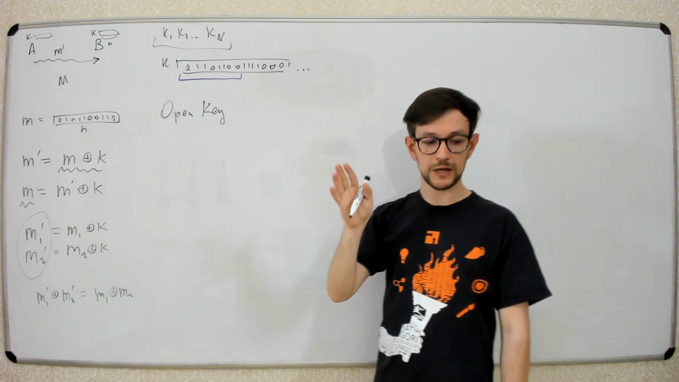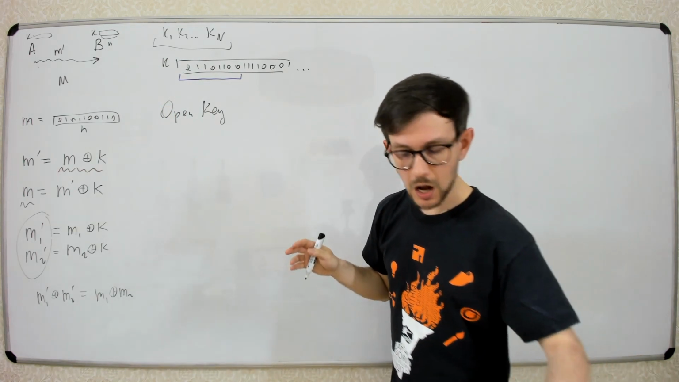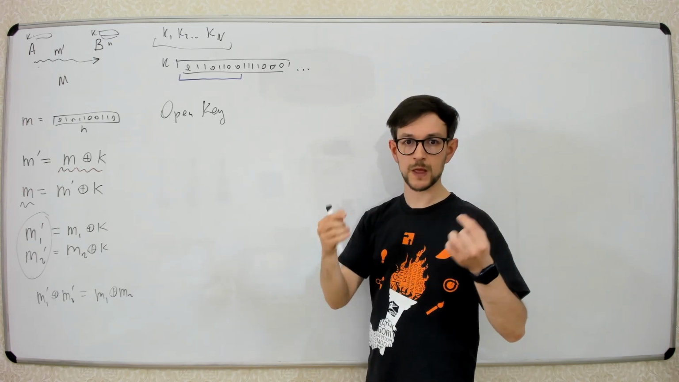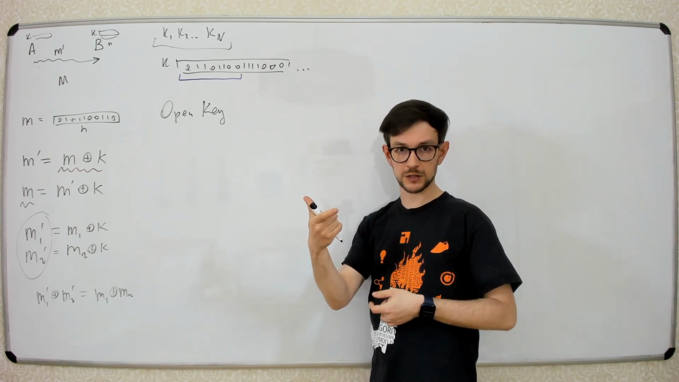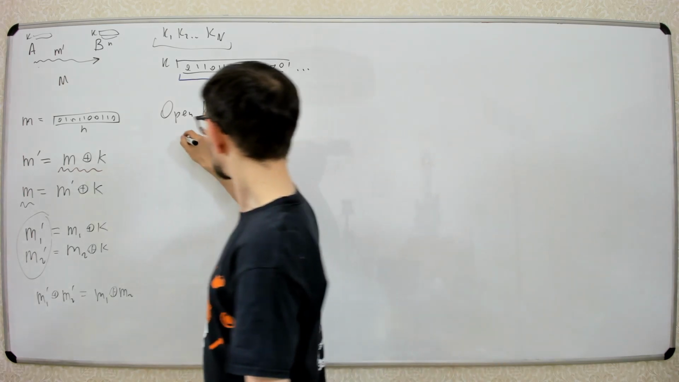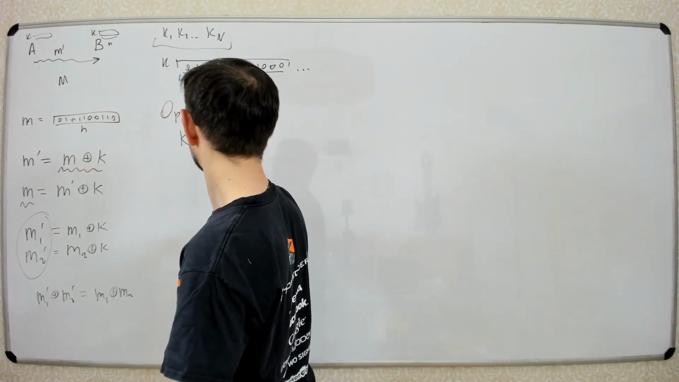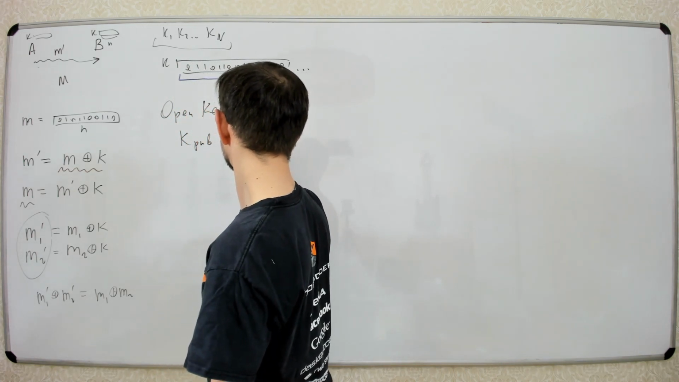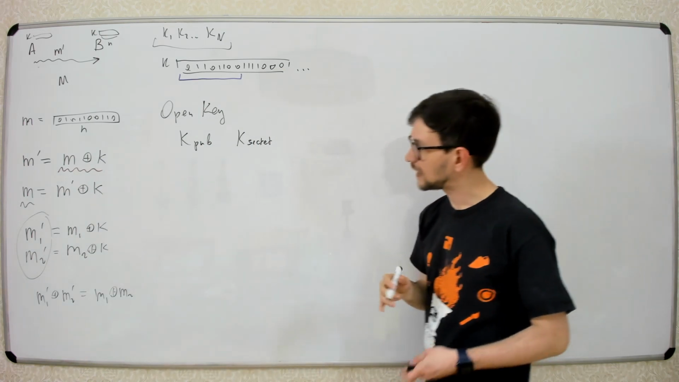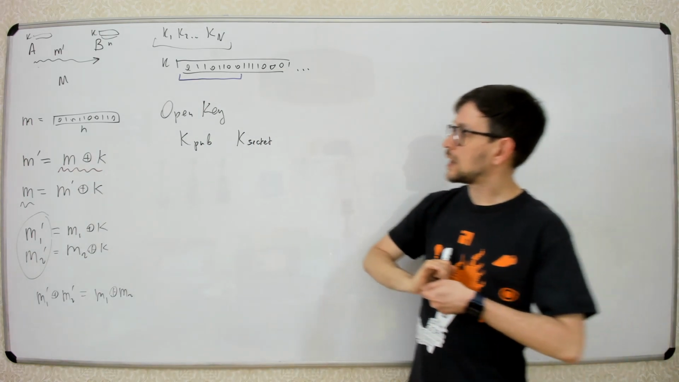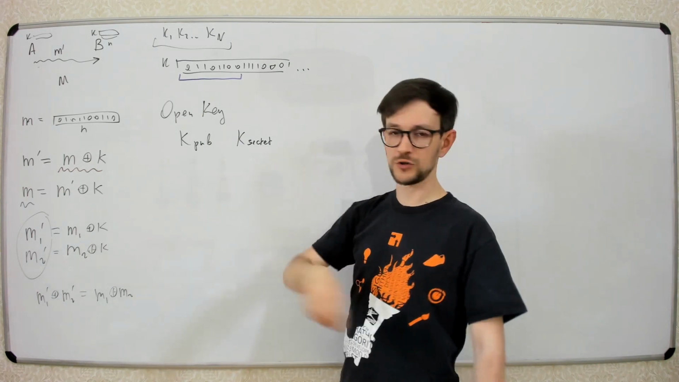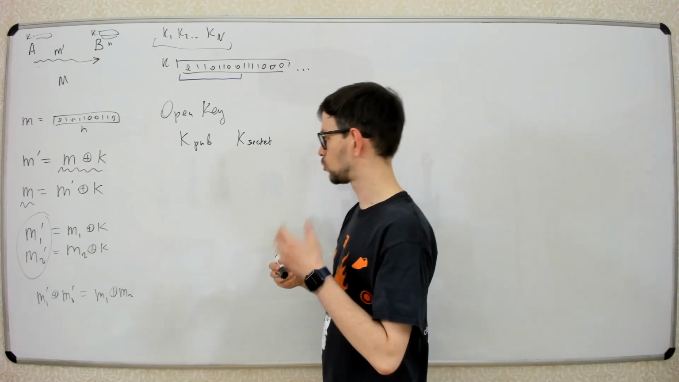So what is open key encryption? It works like this. You have not a single key, but a pair of keys. One key is public, another key is secret. So you have a public key and a secret key. And you use one of the keys to encrypt your data and another key to decrypt your data. So you have basically two functions.